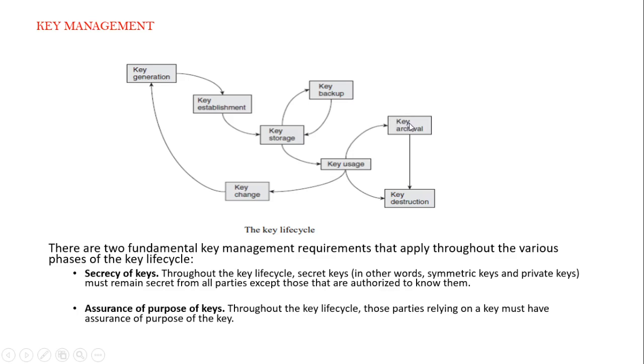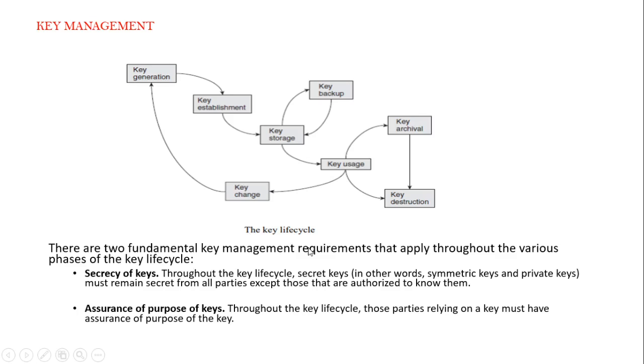Then when we assume that key usage is completed or finished, we have to go for key destruction. We have to delete that entire key after our usage. Then after key usage, if you want to change the key, it goes to the key change phase. Then once again it goes to the first phase of the key life cycle, that is generation. Then again it continues as a cycle. That's what we call the key life cycle.